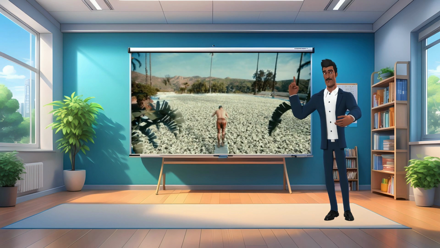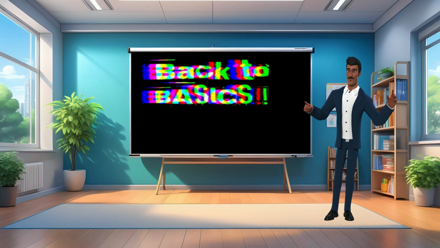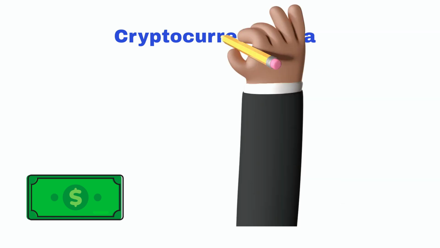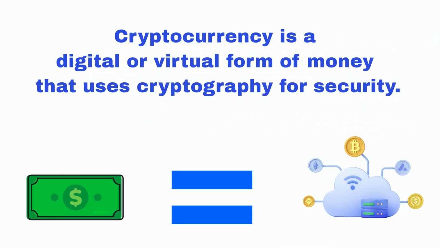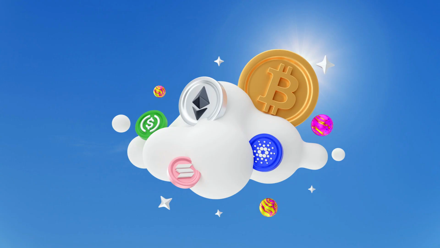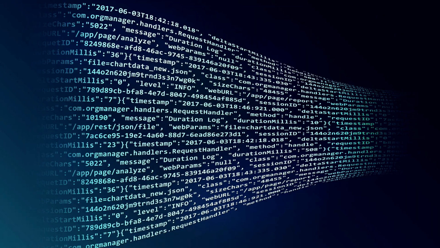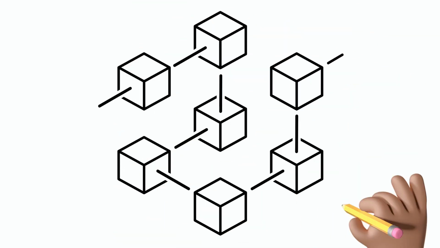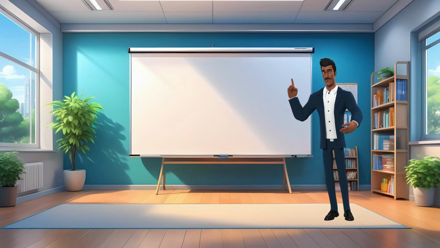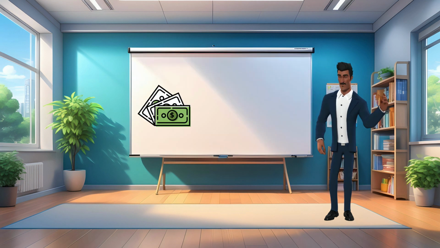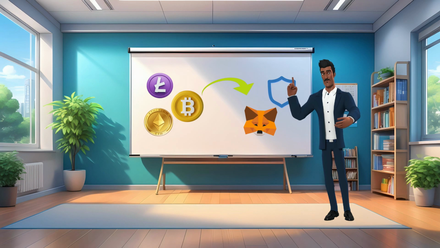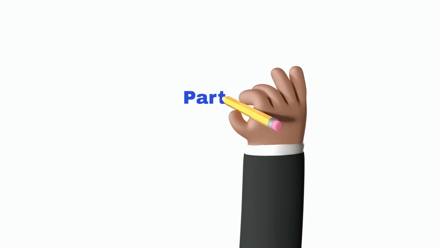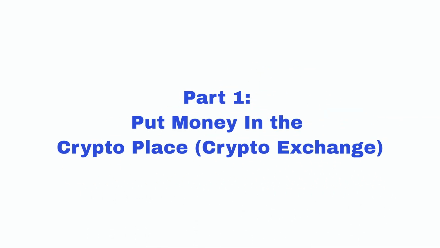Before we dive into the practical steps, let's briefly cover the basics. Cryptocurrency is a digital or virtual form of money that uses cryptography for security. Unlike traditional currencies, cryptocurrencies are decentralized and operate on a technology called blockchain. Now let's go step by step on how to exchange money for cryptocurrency and deposit it into your own secure cryptocurrency wallet. Part 1. Put money in the crypto place.